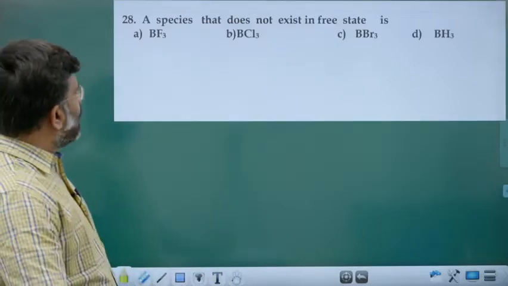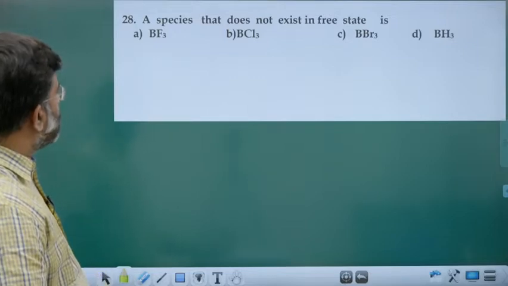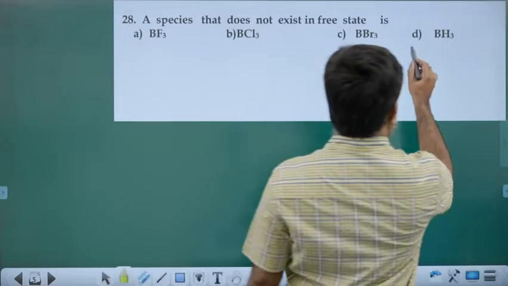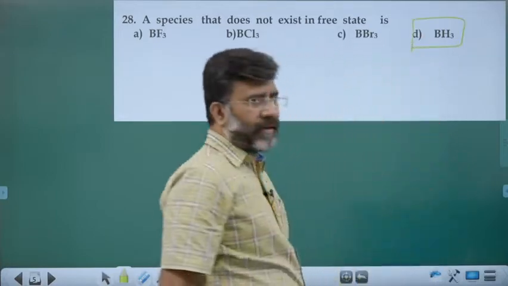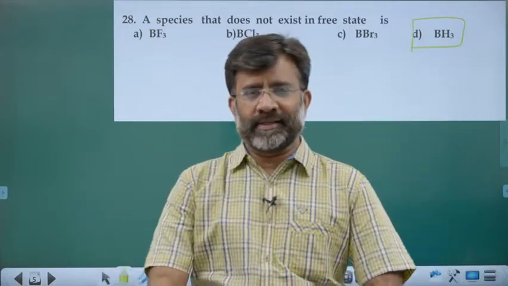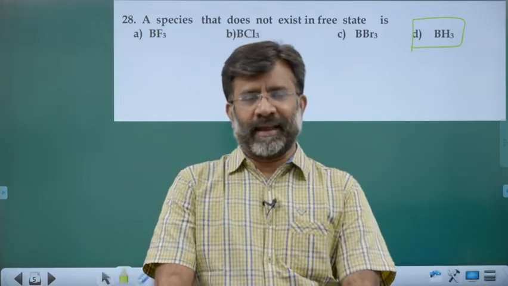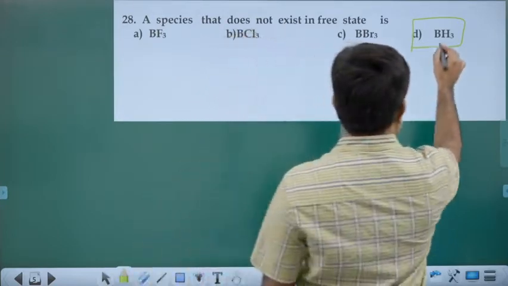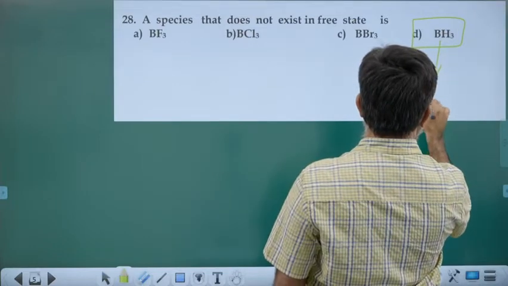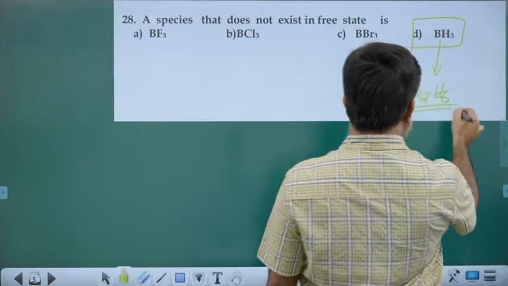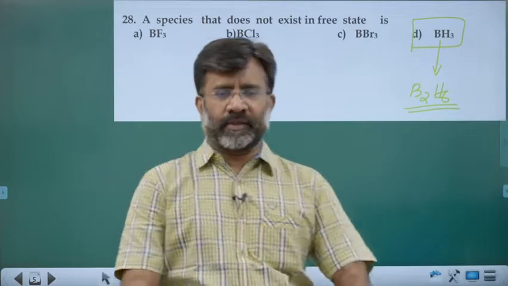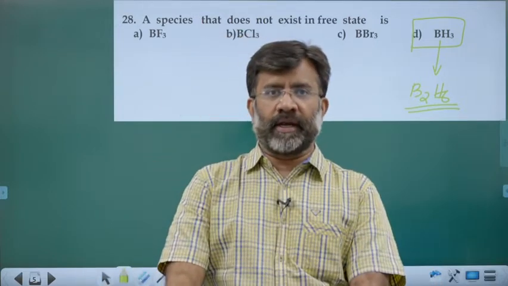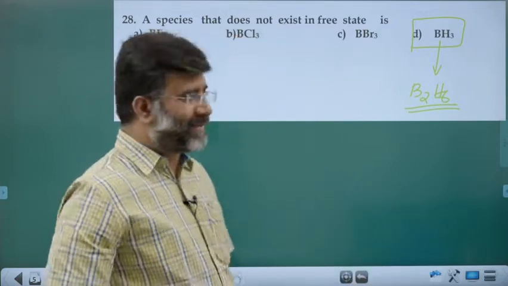A species that does not exist in free state is BH3. BH3 cannot exist in free state, and that's why it forms diborane. It is always available as a dimeric form, B2H6. It is not available as BH3. It is available as B2H6, the dimeric form. Okay, next.